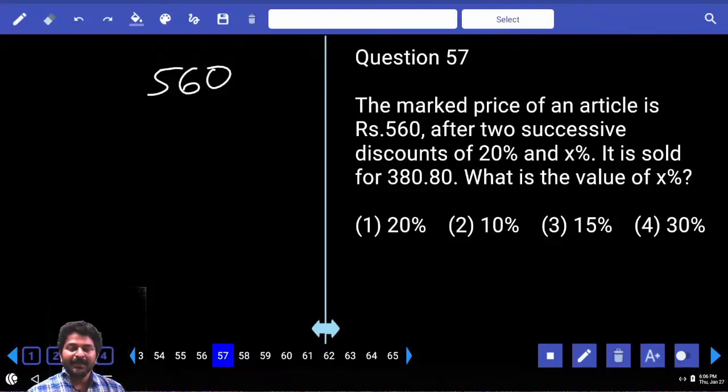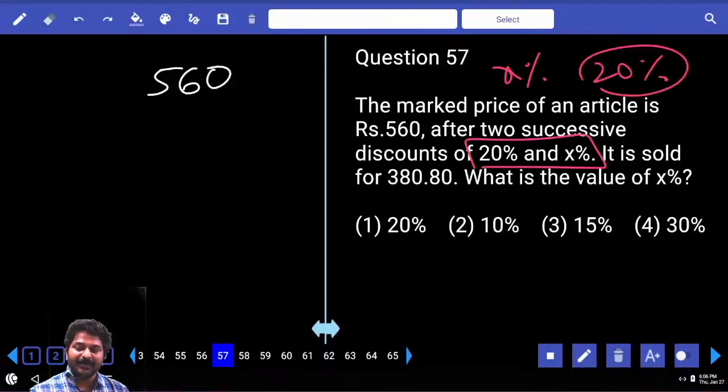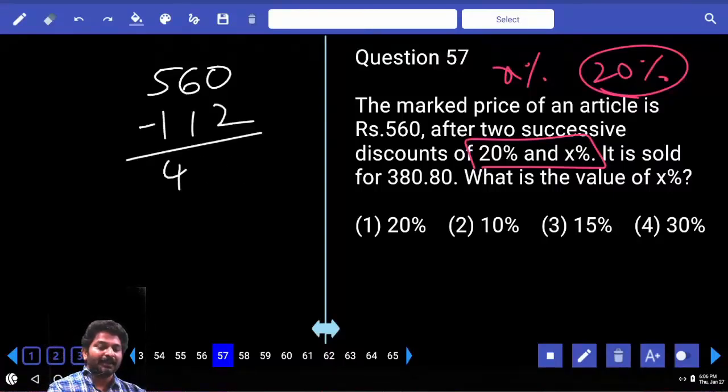By the way, suppose in the same question they say X% first and then 20%, can we take 20% first? Can we change the order? Yes, we can change the order. In percentages, order has no importance. We can definitely change the order. Okay, right. So what is 20% of 560? 112. Then the value becomes 448 only.